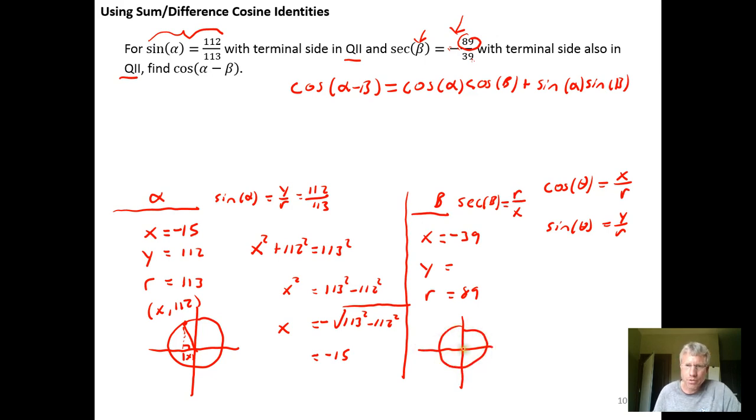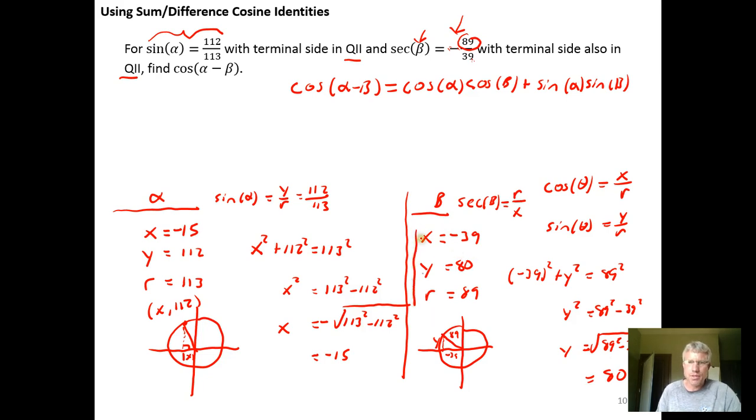So we extract that information from the ratio, and then we recognize that we're on a circle in quadrant 2 with a radius of 89. We know the x coordinate is negative 39. We need to calculate y, which is just the height. So again, we use the Pythagorean theorem. Negative 39 squared plus y squared is going to equal 89 squared, which means y squared is just going to be 89 squared minus 39 squared, because squaring the negative will kill it. So y is going to be the positive square root, because in quadrant 2 y is positive. If we crunch that out in the calculator, we get y is equal to 80, and we pop that in here.